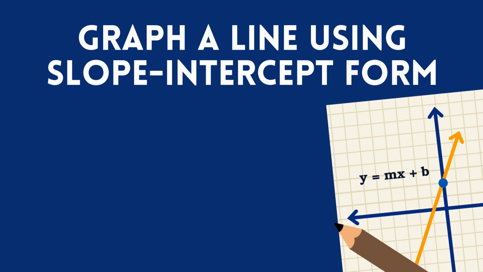Graphing a line using slope-intercept form. In this lesson, you will learn how to graph a line using the slope-intercept form of an equation, y is equal to mx plus b. This method makes graphing easier because it gives you the starting point and the direction of the line.